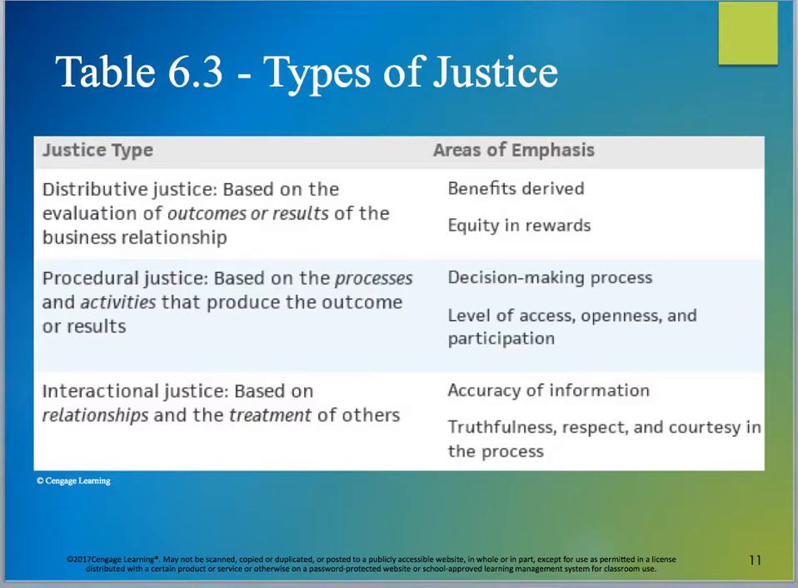Table 6.3 shows you the various types of justice. Distributive justice is based on evaluation of the outcome or results of a business relationship, and so those are benefits derived, and there's equity and rewards. Procedural justice is based on the processes and activities that produce the outcome or results. And the areas that are emphasized there are decision making, the level of access, our openness, and our participation.